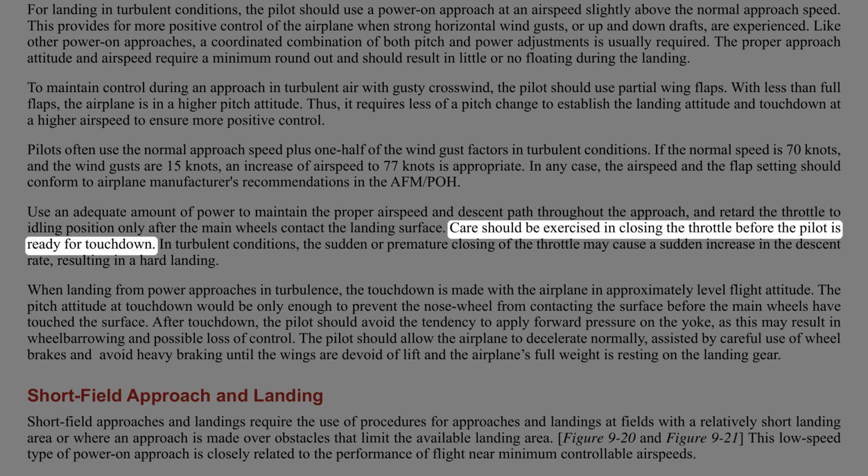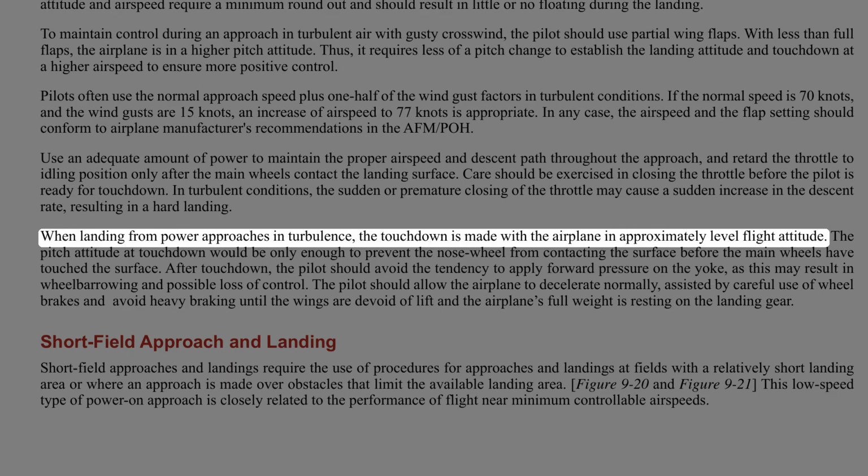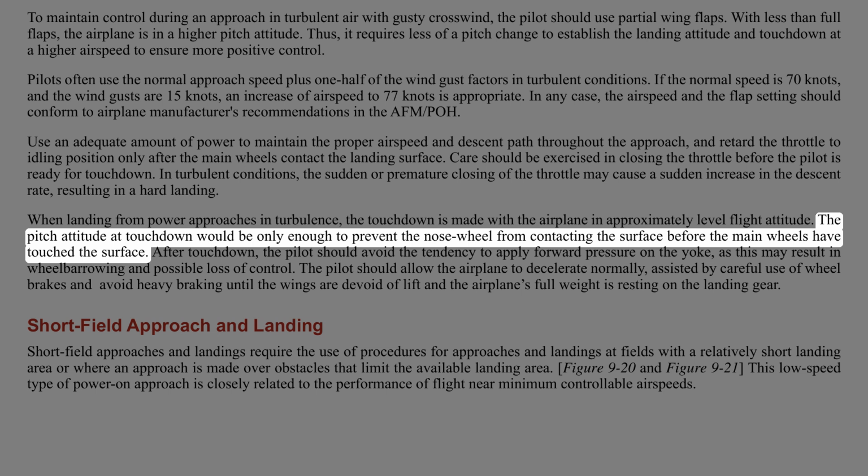Care should be exercised in closing the throttle before the pilot is ready for touchdown. In turbulent conditions, the sudden or premature closing of the throttle may cause a sudden increase in the descent rate, resulting in a hard landing. When landing from power approaches in turbulence, the touchdown is made with the airplane in approximately level flight attitude. The pitch attitude at touchdown would be only enough to prevent the nose wheel from contacting the surface before the main wheels have touched the surface.